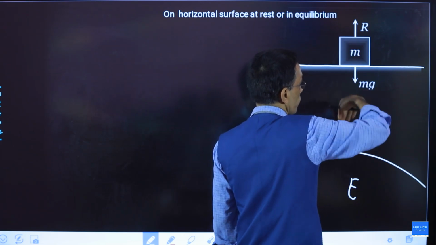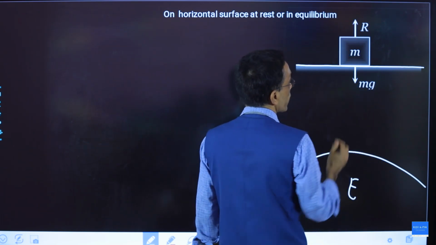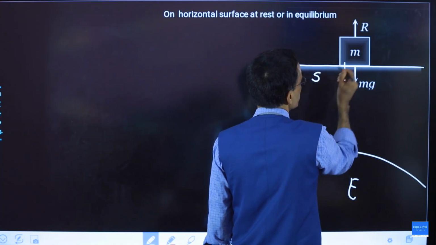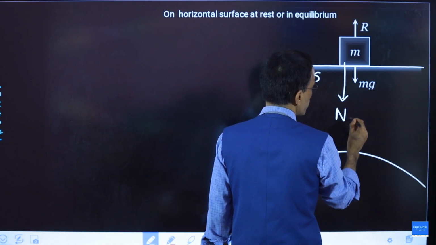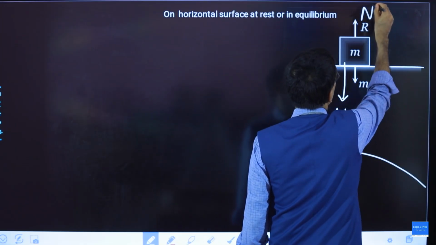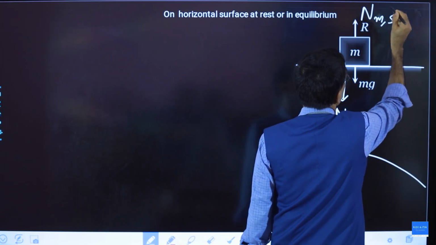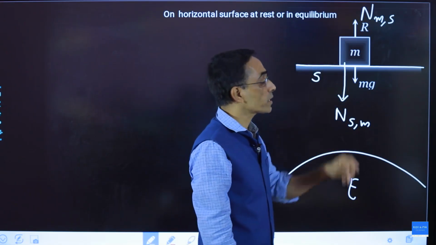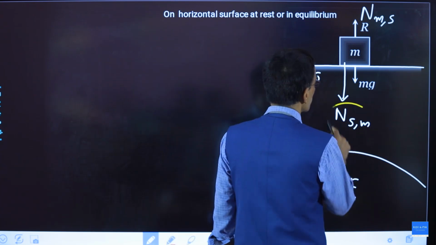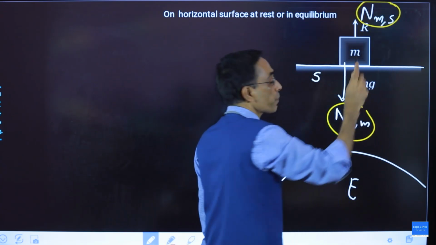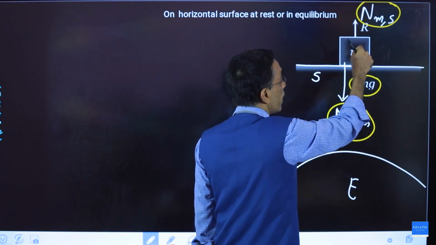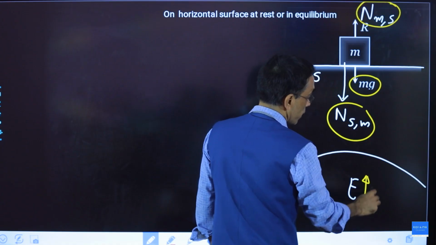The body will press on the floor and the floor will press on the body. So I will say there is a normal force acting downward. If I call this a surface and that is M, this is a normal force on the surface by the body. And this one here is the normal force on the body by the surface. These two are action reaction pairs. Mg is the gravitational force on the body and the reaction will be acting on the earth here.